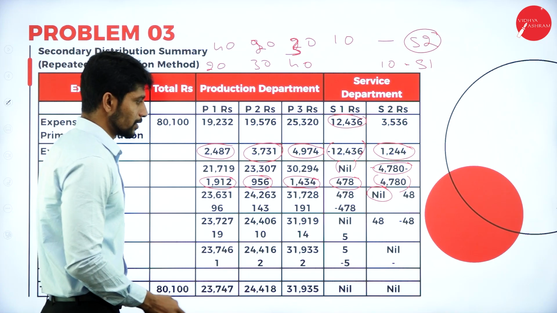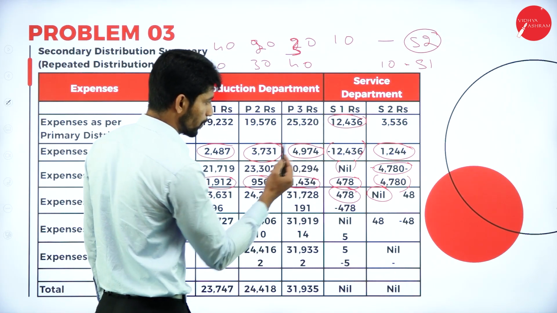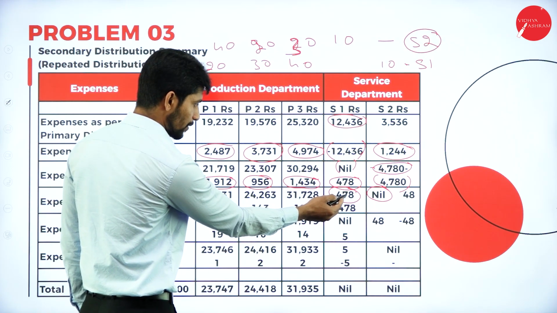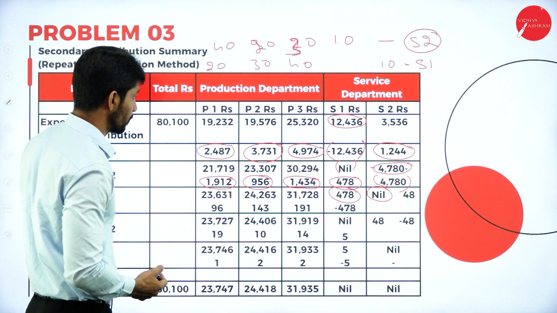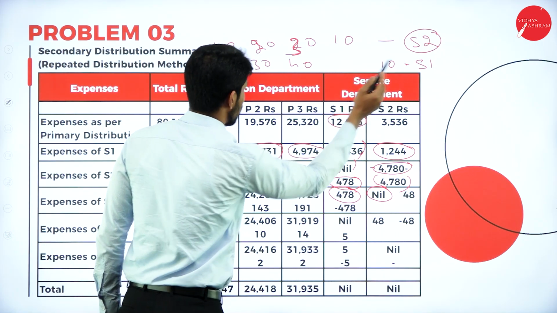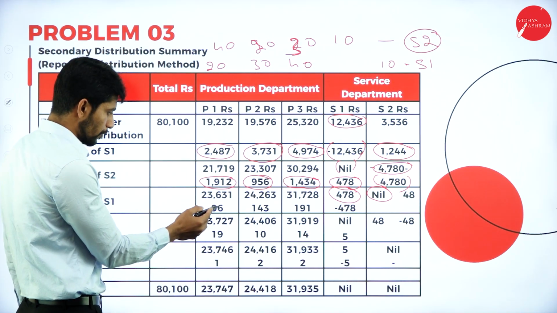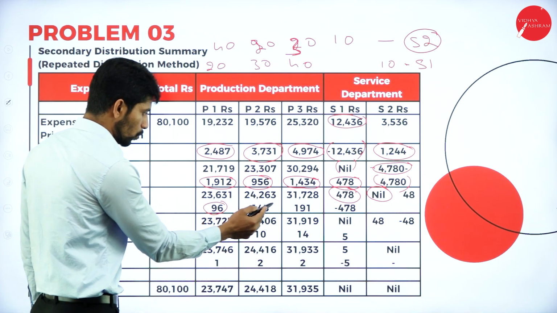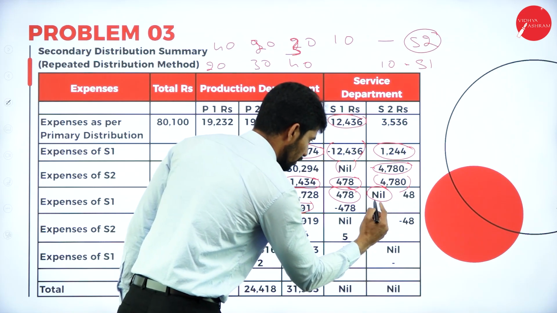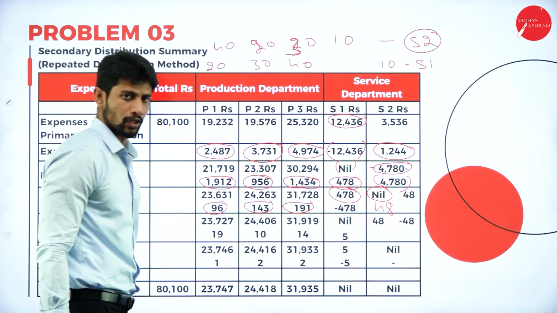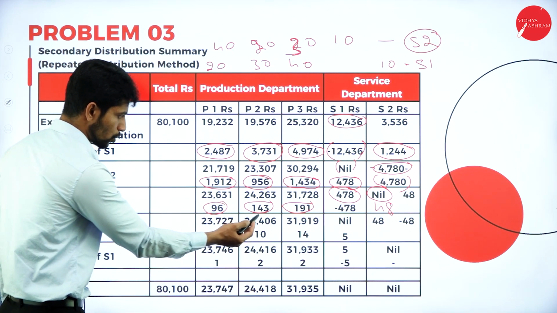Okay. Now, still here you have 478 rupees under service department 1. So now distribute this 478 among other departments. So service department 1, how to distribute? 20, 30, 40, 10. So here if you distribute likewise, you will get 96, 143, 191, and here it is minus. Here you are supposed to get 48. Here it is nil, and total these two values, you will get the total.